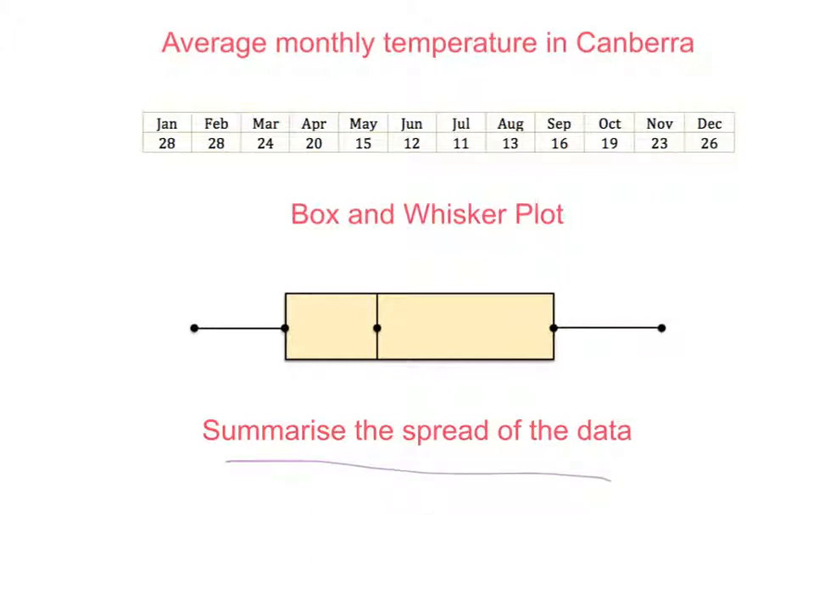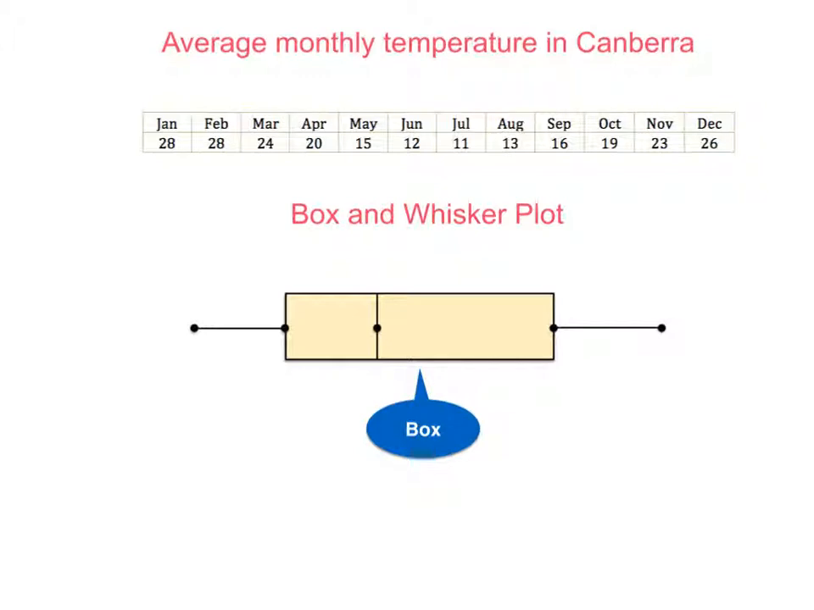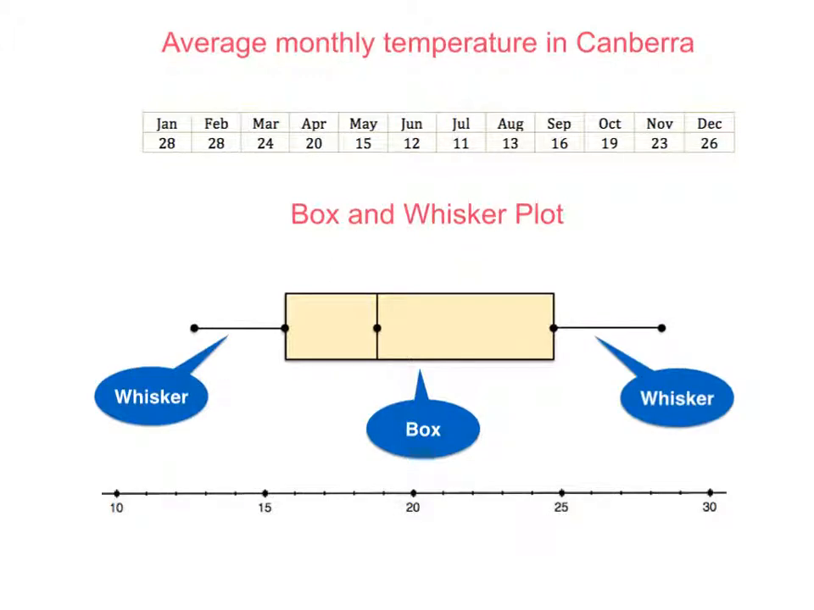Okay, so the box and whisker plot, we have the centre rectangle known as the box, the outside lines referred to as the whiskers.